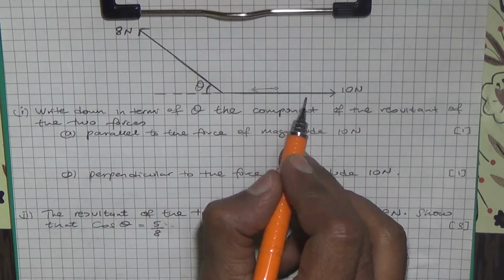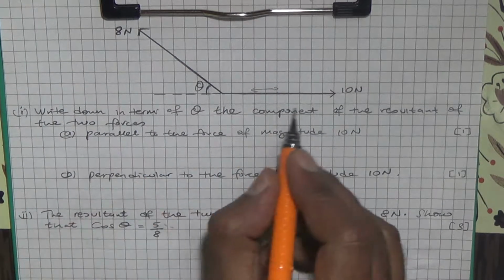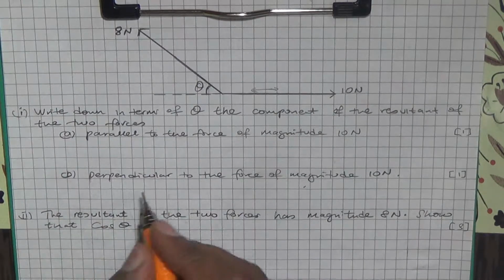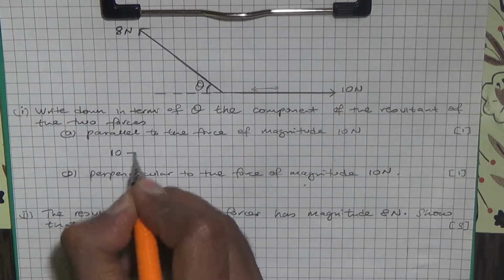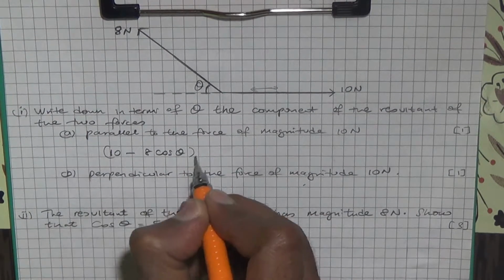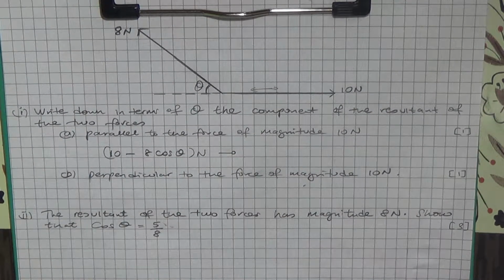We resolve horizontally. Therefore, it's going to be 10 newtons minus this force away from it. So it's going to be 10 minus 8 cos of alpha, because it contains the angle. So this is for the first part of the question.